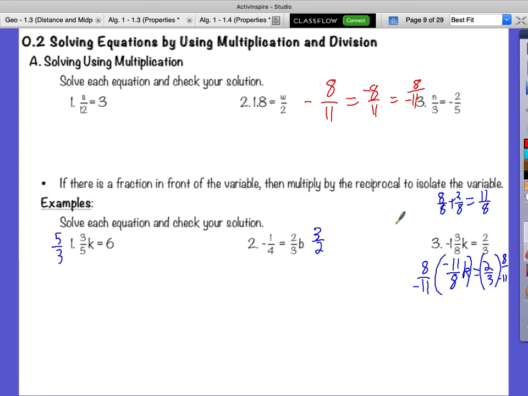Right. So that's where's that? Right here. Okay, so let's look at this. First of all, let's make sure to write what I'm writing. Remember how I wrote that? Parentheses, 8 over negative 11.